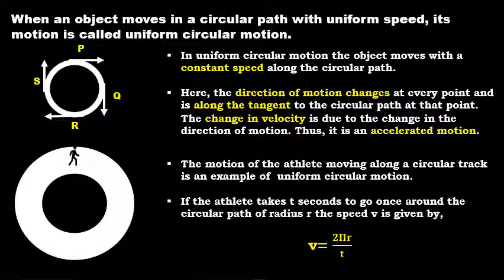distance covered is equal to the circumference of the circular path, that is 2 pi r, and time taken is t. So distance, that is 2 pi r, upon time t. This gives us the speed. So this is the constant speed v is equal to 2 pi r upon t with which the object or the person is in uniform circular motion, but their direction of motion always keeps changing.